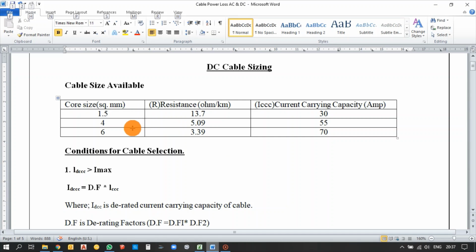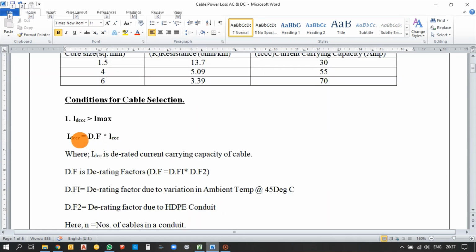So it is 1.5, 4 and 6, and the resistance and the current carrying capacity of each cable will be provided from the datasheet respectively. The first condition for selection of cable is that the derating current carrying capacity of the cable should be more than the maximum current that the cable is going to carry. So what is the derating current carrying capacity of the cable? IDC is the derating factor and the current carrying capacity of the cable.